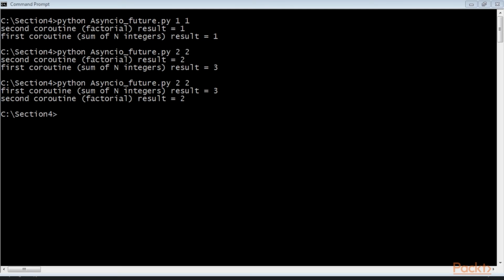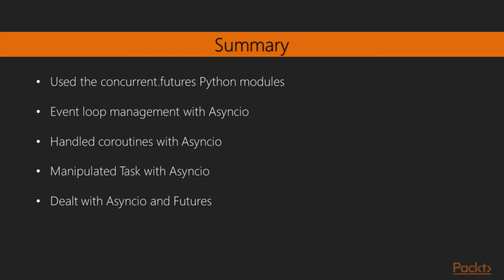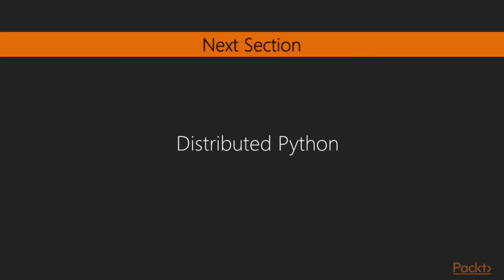Awesome! So we dealt with Asyncio and futures in this video. With this, we've come to the end of this section. In this section, we saw how to use the concurrent.futures Python modules. We then studied the event loop management and handling coroutines with Asyncio. Further, we carried out the task manipulation with Asyncio. In the end, we saw how to deal with Asyncio and futures. In our next section, we'll take a look at distributed Python.